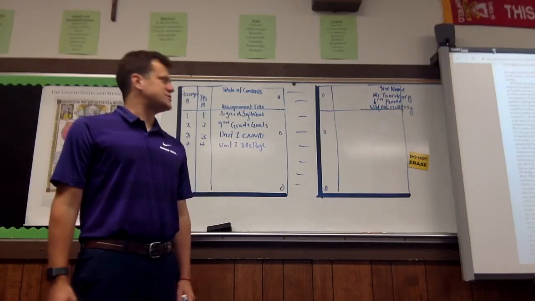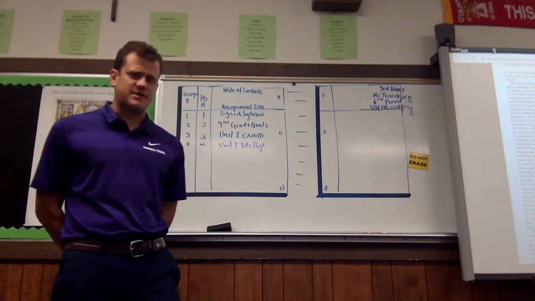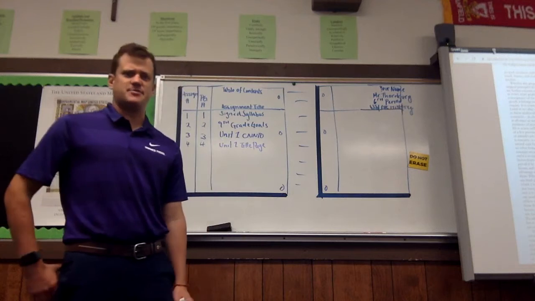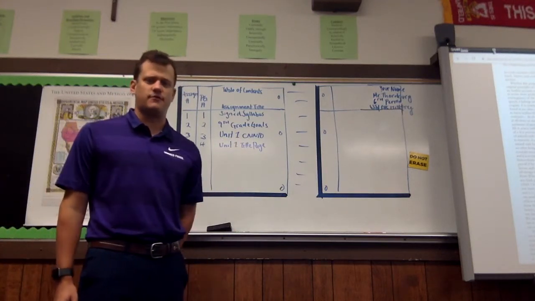So the first thing that you'll want to do is make sure that your notebook is spiral bound. It has 3 to 5 subjects, 8.5 by 11 piece of paper. If it doesn't, that's okay. It just requires one extra step that we'll go over here in a little bit.